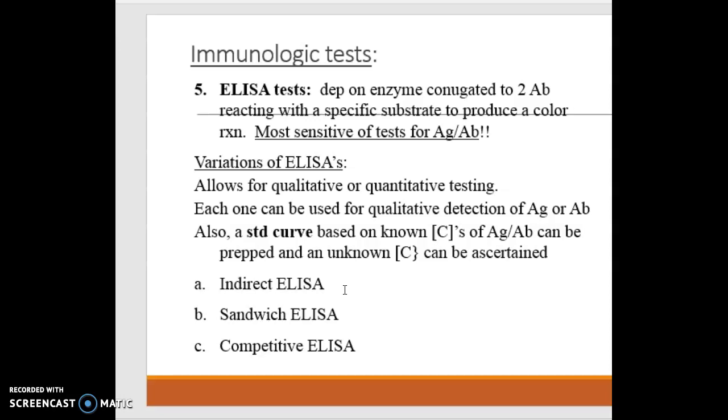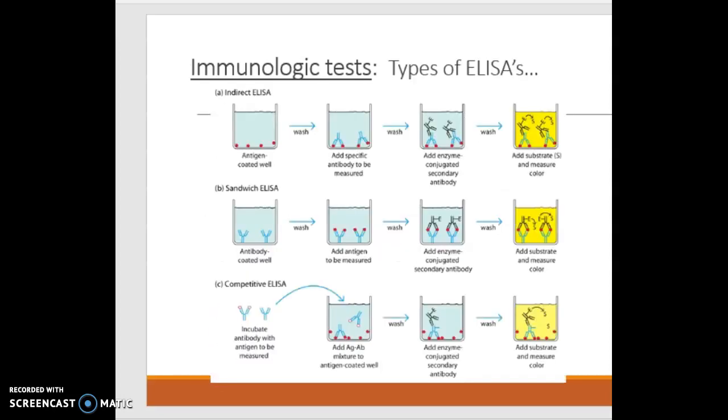A number of variations of ELISA have been developed, allowing qualitative detection or quantitative measurement of either antigen or antibody. Each type of ELISA can be used qualitatively to detect the presence of antibody or antigen. Alternatively, a standard curve based on known concentrations of antibody or antigen can be prepared, so that unknown samples can be measured. Antibody can be detected or quantitatively determined with an indirect ELISA.